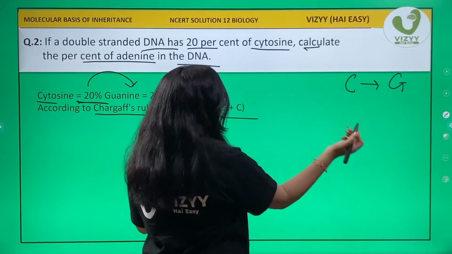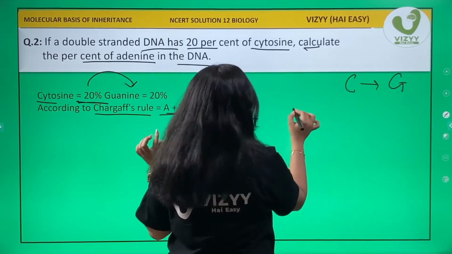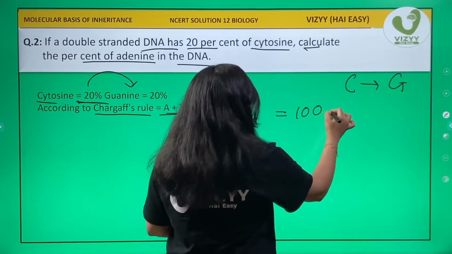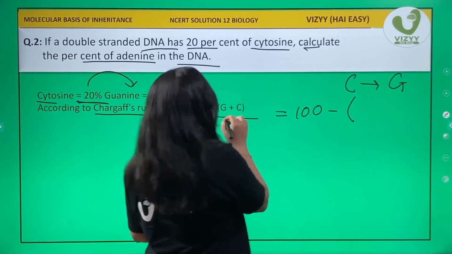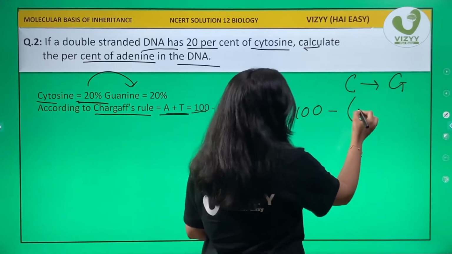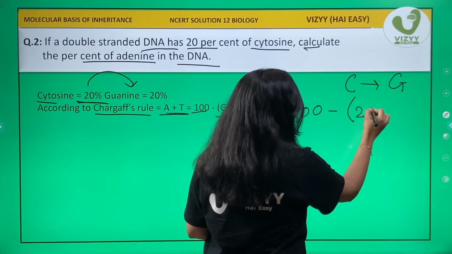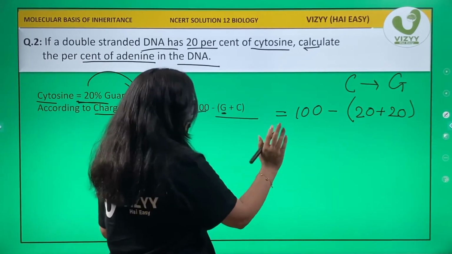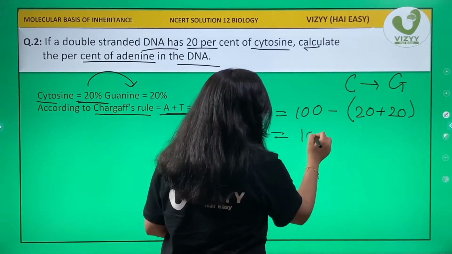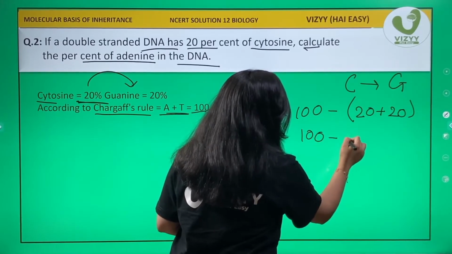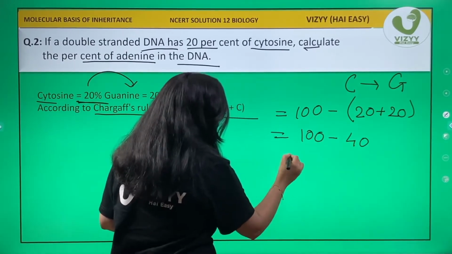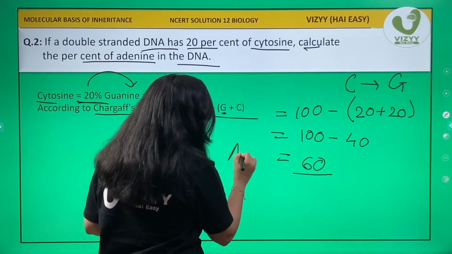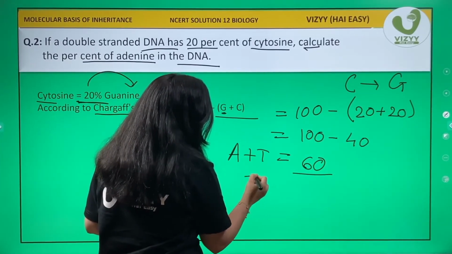So 20 plus 20 is 40. So let's start writing, which is equal to 100 minus, in bracket, guanine, that is 20 plus 20. Okay, so this is done, which is equal to 100 minus 40, which is again equal to 60. So we know that A plus T is equal to 60.